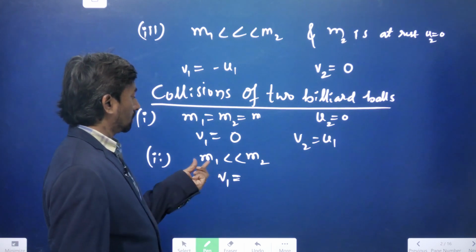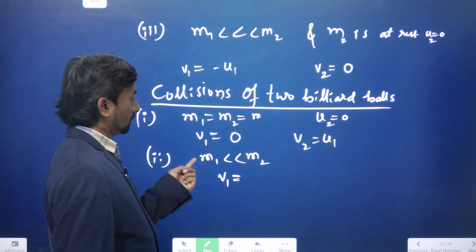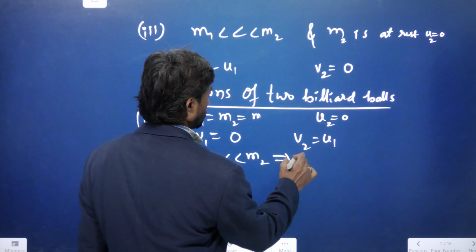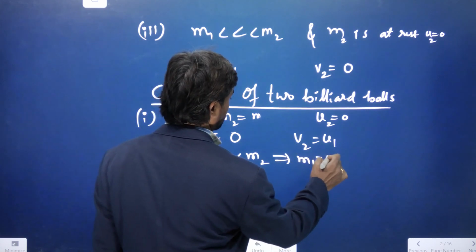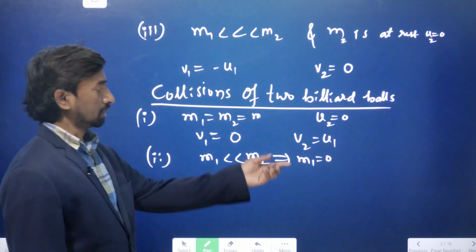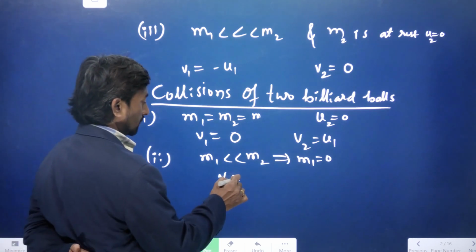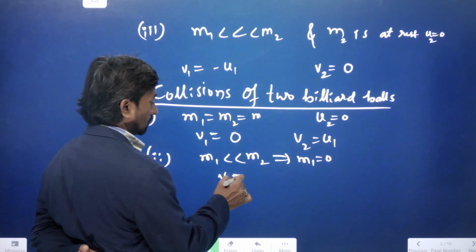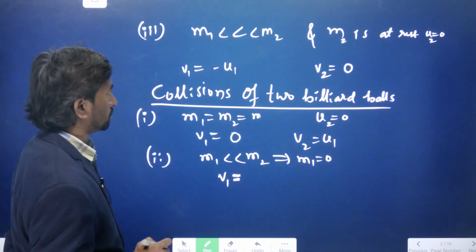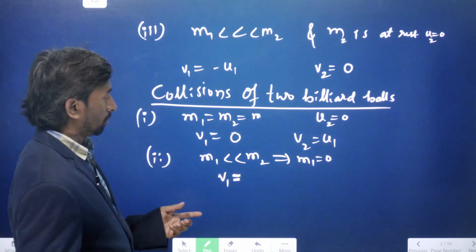m1 is far lesser, so m2 can be taken as here 0. Sorry, m1 can be written as 0 there. If you write m1 as 0, then what value of v1 do we get? v1 is equal to... so substitute in that formula there.